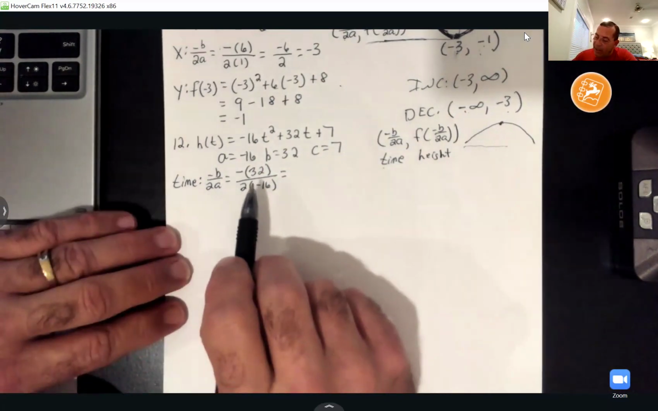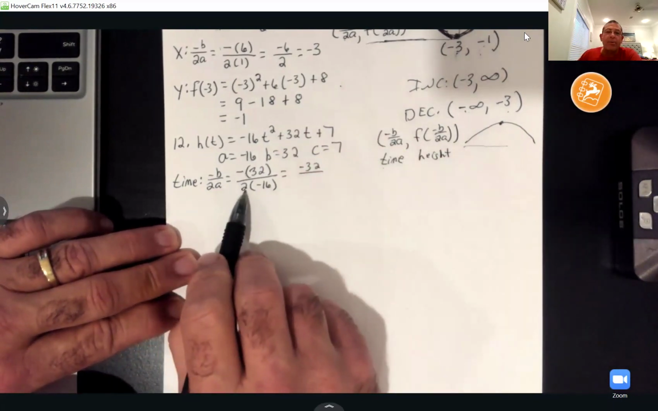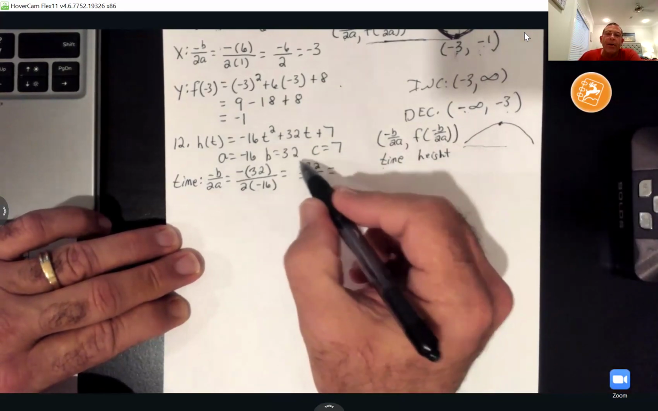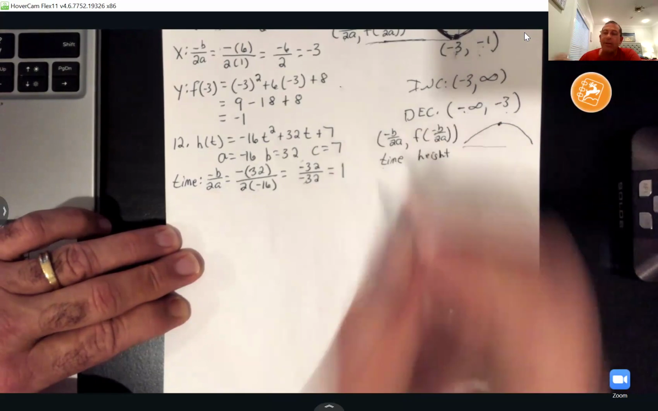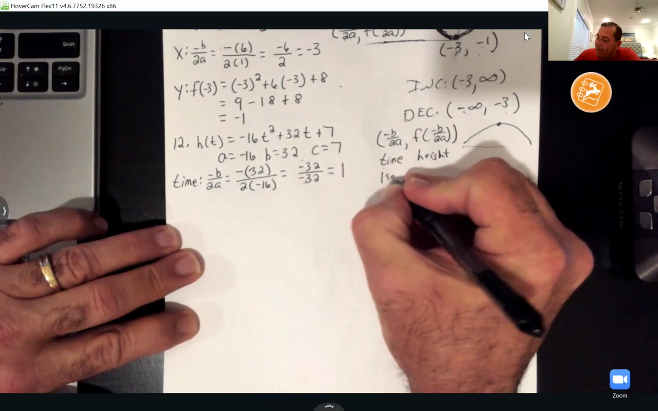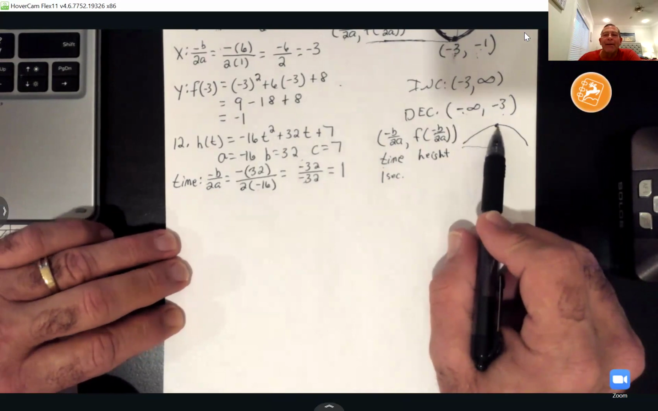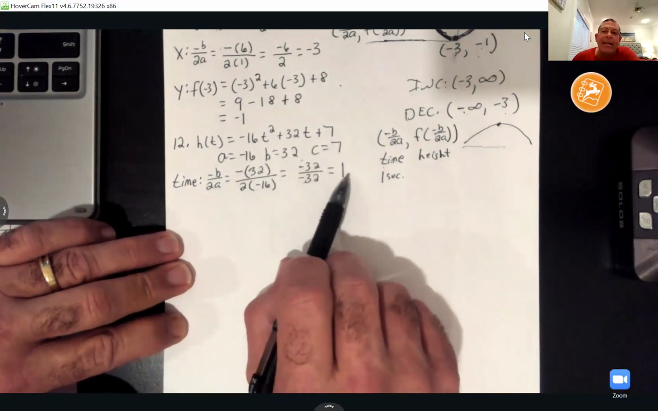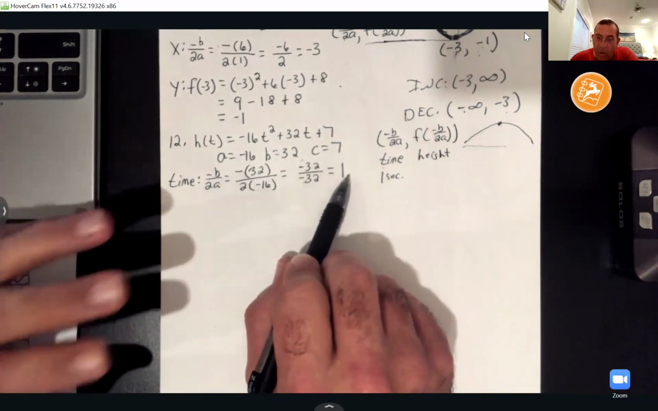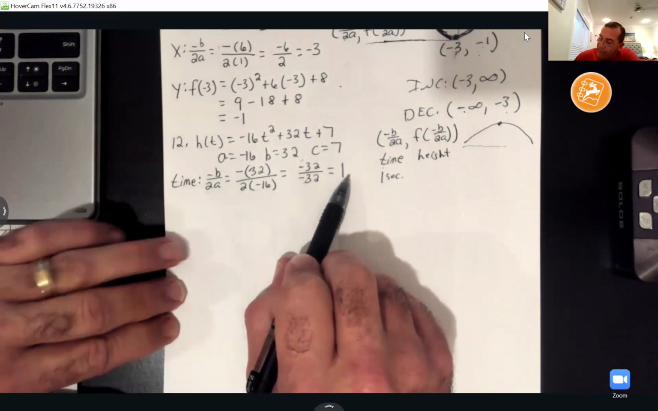All righty, so let's see what I get on top. Negative 32. Oh, look at that. On the bottom, 2 times negative 16 is a negative 32. And y'all, negative 32 divided by negative 32 is a positive 1. So it took my rocket 1 second. Ooh, that went quick, didn't it? 1 second to reach maximum height. Now, listen, if you get a decimal here, like a 1.5 or a 2.5, it will take the decimal answer. So put that into MathLab, okay?